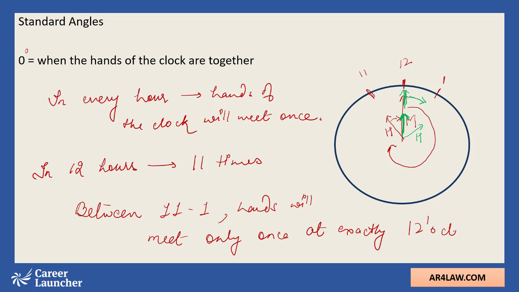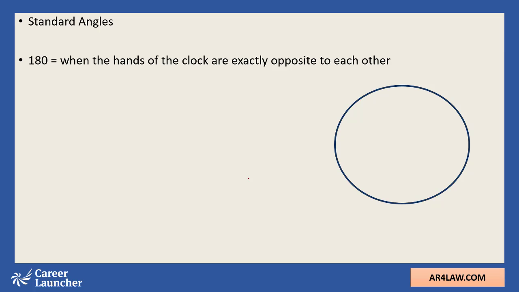That's why in 12 hours they'll meet 11 times, and if it is being asked for 24 hours, then the answer should be 22 times. Similarly, 180 degree. Now 180 degree is when the hands of the clock are exactly opposite to each other. Same as 0 degree, in every hour, the hands of the clock will be opposite to each other once.